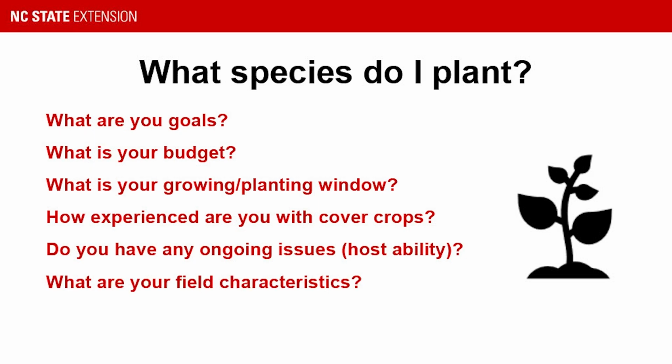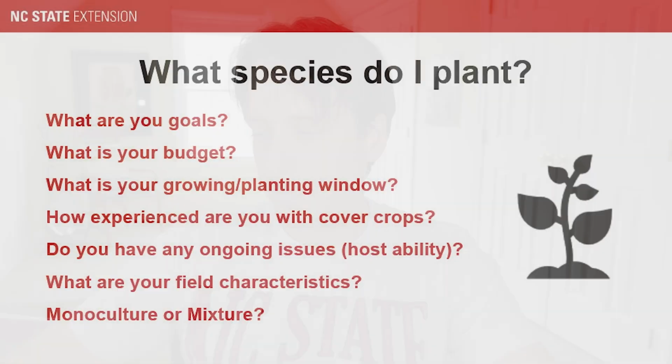What are your field characteristics? Environmental characteristics, soil characteristics, and so forth. Different cover crop species obviously like different conditions. Just make sure the species you're planting will grow where you plant it before you plant it.